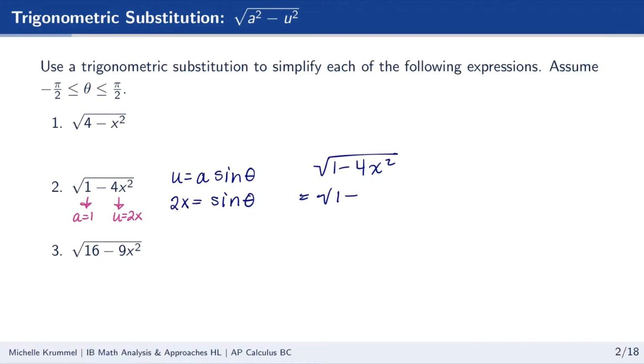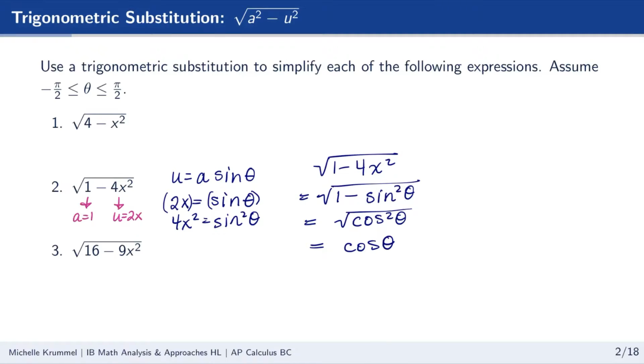Now I need to substitute something in for 4x squared. So I can see right here, if I square both sides, I get 4x squared equals sine squared theta. So we're substituting in sine squared theta for the 4x squared, which is equal to the square root of cosine squared theta, which is equal to cosine theta, since we're working on the interval from negative pi over 2 to pi over 2. So that one just simplifies to cosine theta.